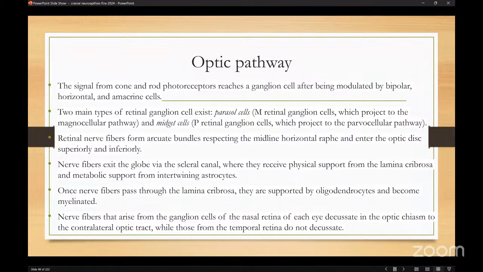Okay, so now we come to, it is very difficult to cover all these cranial nerves. We come to second cranial nerve. Now in the second cranial nerve, whenever the light falls on the cones and rod photoreceptors, ultimately it passes through the horizontal and amacrine cells to reach the retinal ganglion cells. And from there, the retinal nerve fibers start. They form the arcuate bundles, which are respecting the midline raphe and enter the optic disc from the superior and inferior side. Then the optic nerve fiber exits through the globe, and optic nerve passes through the lamina cribrosa.